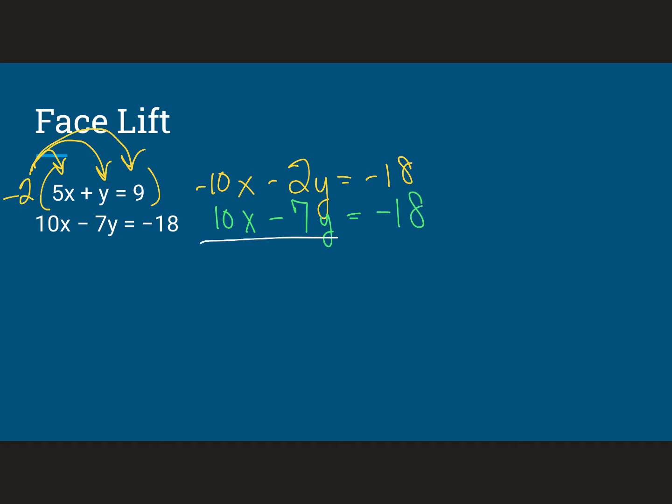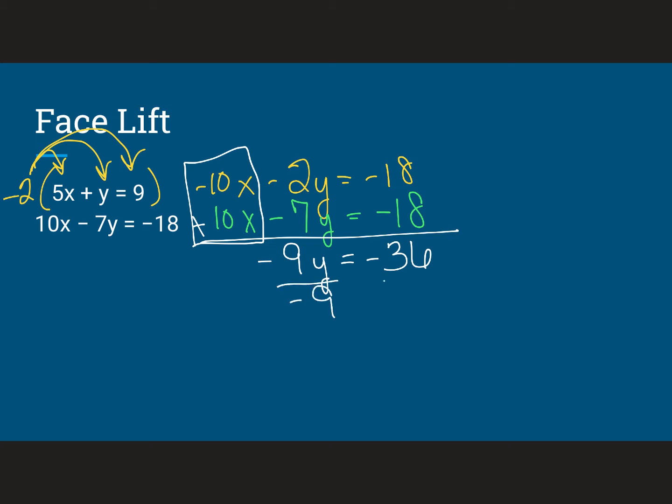Now, when I add these together, my x's will go away, which is my goal, and I'm left with negative 9y equals negative 36, because negative 18 plus negative 18 is negative 36. I divide both sides by -9 to get my y value of 4.